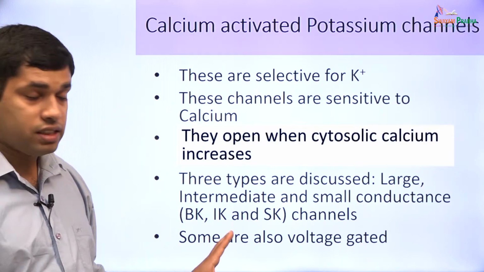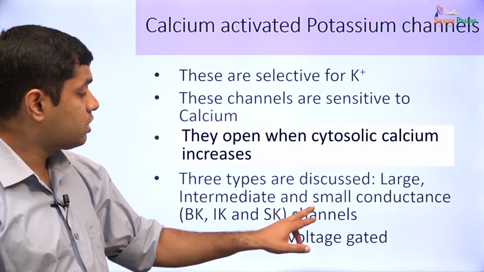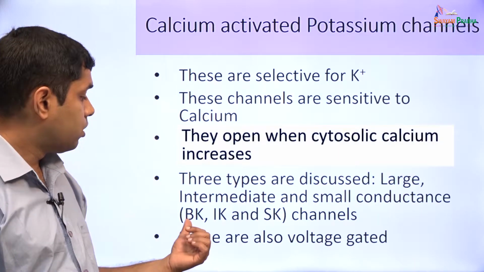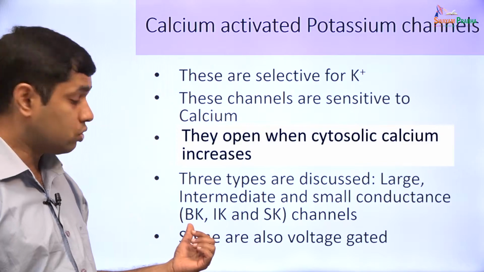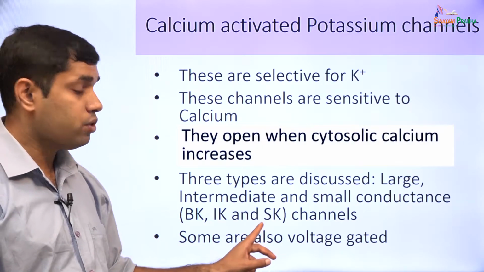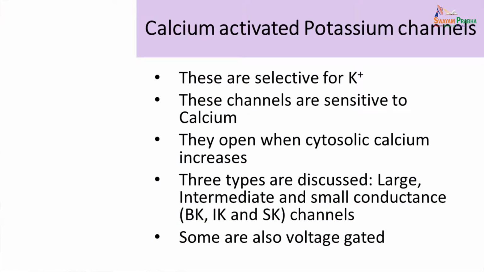There are three types that are discussed: a small conductance, an intermediate conductance, and a large conductance. So the short forms are BK for a big or large conductance, IK for an intermediate conductance, and SK for the small conductance. So calcium activated potassium channels are selective for potassium, but they open with a rise in intracellular calcium. Some of them also open with a depolarization.